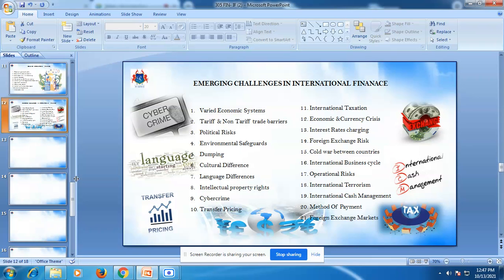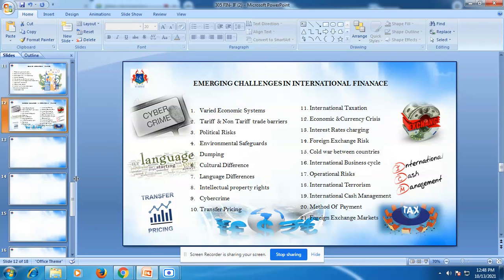The reckless use of natural resources causes environmental degradation. International trade and environmental protection should go hand in hand in the interest of future generations. This is all about environmental safeguards. The next challenge is dumping.